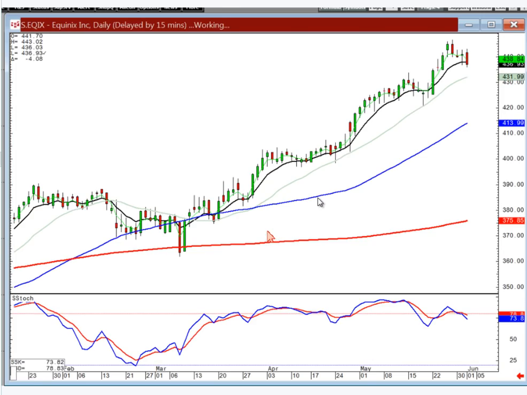EQIX. This one you get ready to close out. You've had a bearish engulfing signal. Now you've got a bearish left-right combo. If it opens lower tomorrow, close out the position.